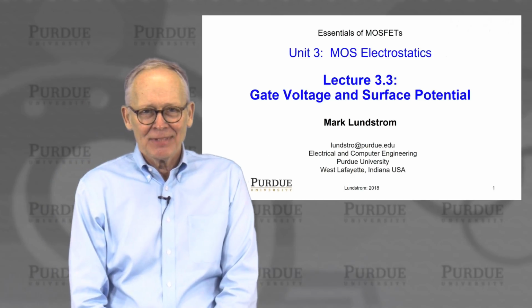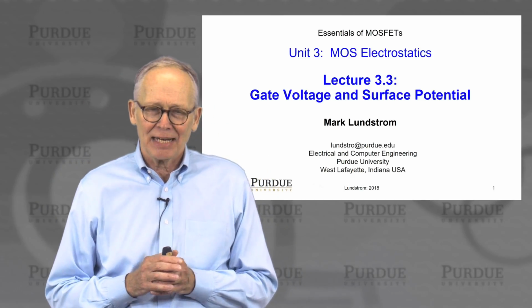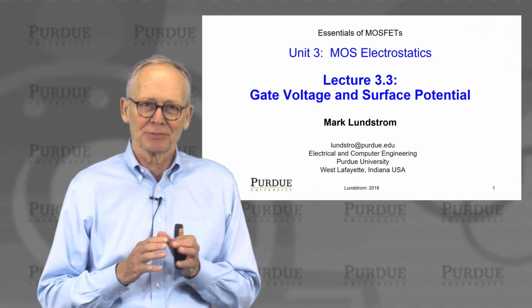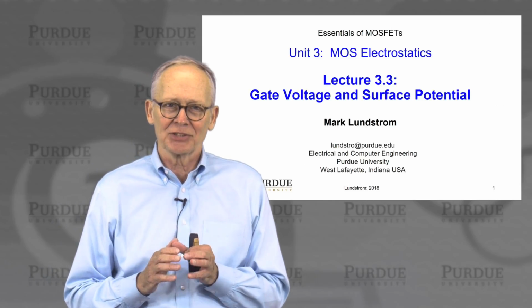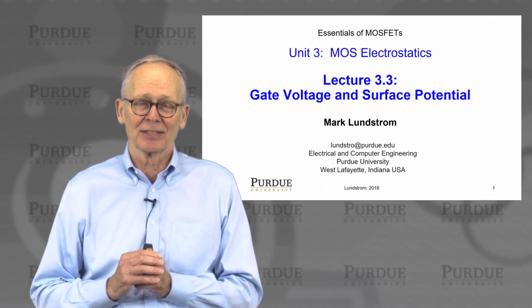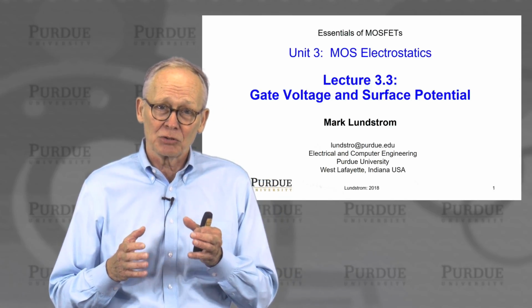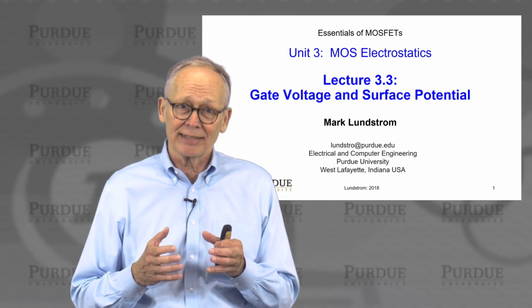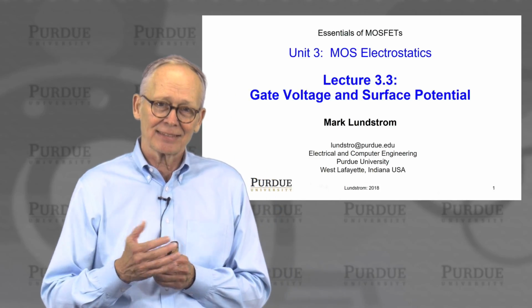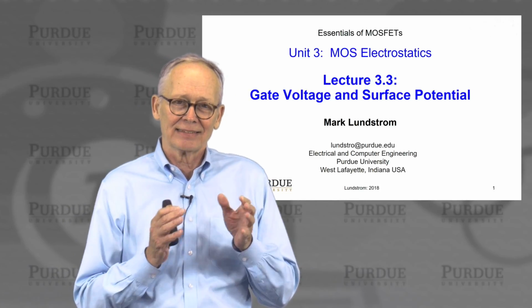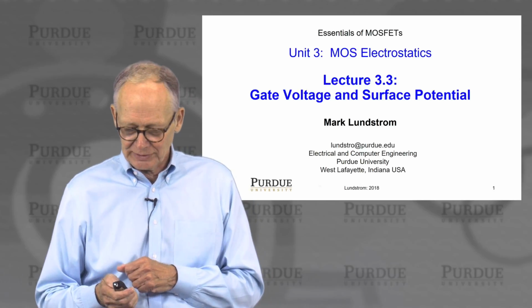Hello again. In the previous two lectures, I've talked a lot about surface potential and what the effect of the surface potential is on the semiconductor itself. Now, in practice, the way we control the surface potential is by applying a gate voltage. That's the subject of this lecture. How is the gate voltage related to the surface potential?